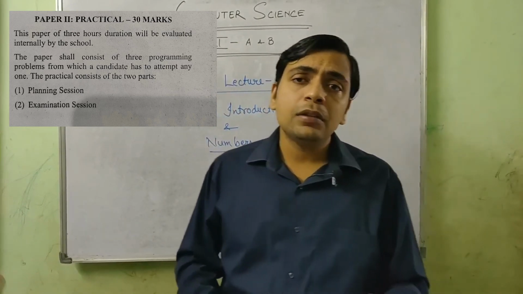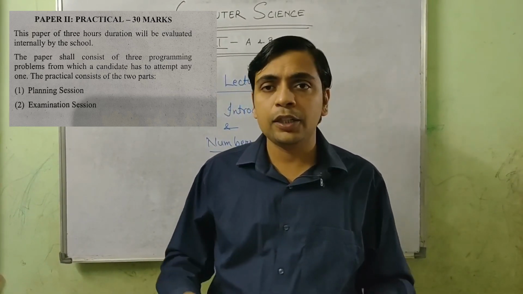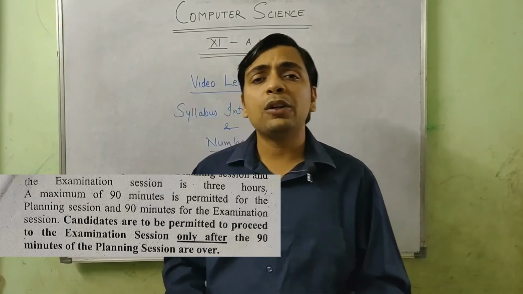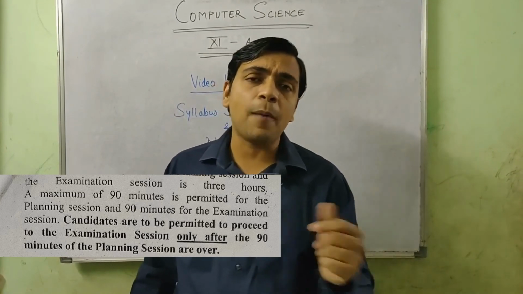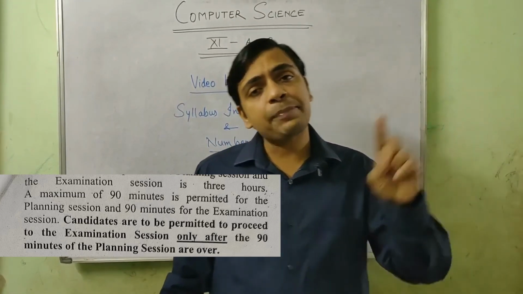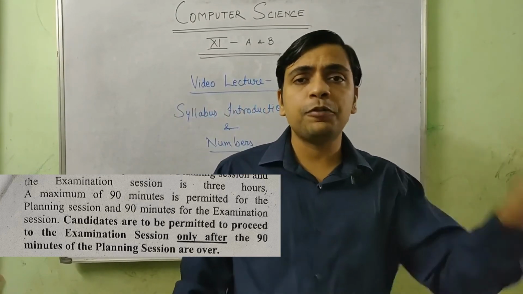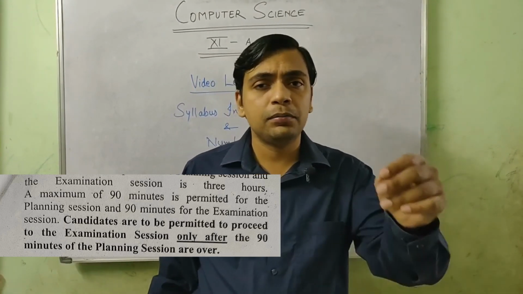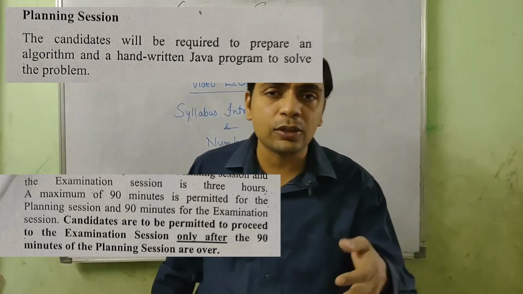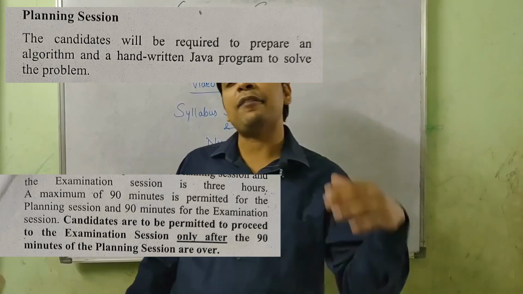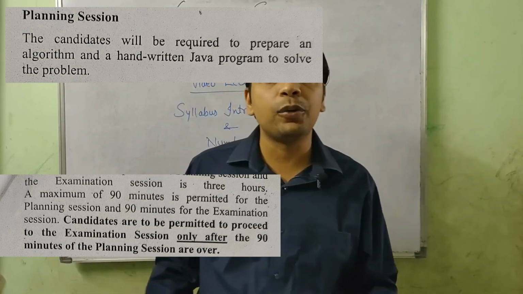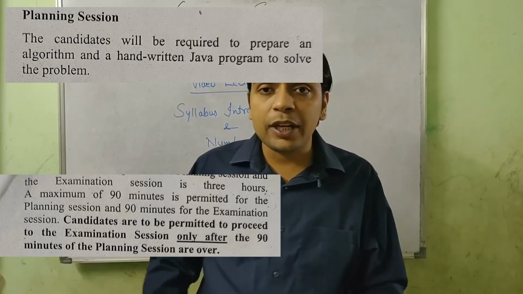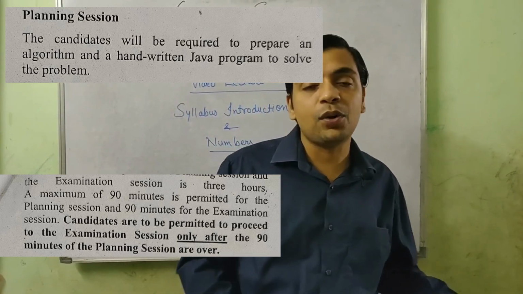In your planning session, there will be 3 questions given related to programming only. There will be 3 programs. Out of those 3 programs, you have to choose any one, and that program only you have to perform in your whole examination. First of all, you have to write down the logic in the form of an algorithm, and then you have to write down the whole program. This you have to do in the planning session. Then the examination session will start. You cannot start your examination session until the planning session is over.